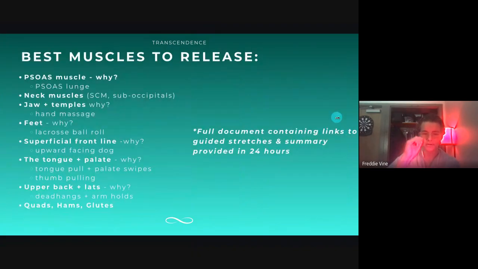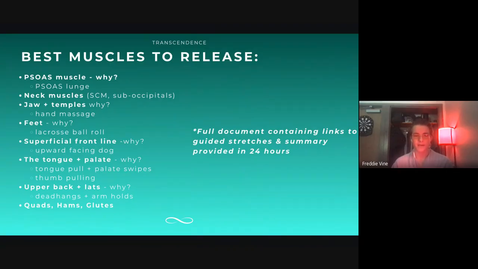Okay, so now we're going to talk about the best muscles to release and why as well. From my perspective, these are the most beneficial, high ROI ones to keep in the back of your mind to release. I'll list through them and explain why I think that's the case.